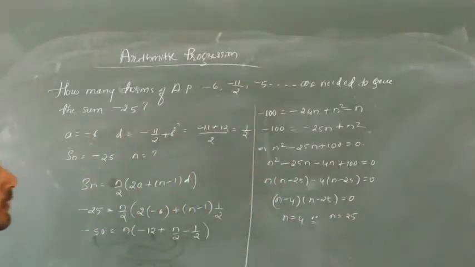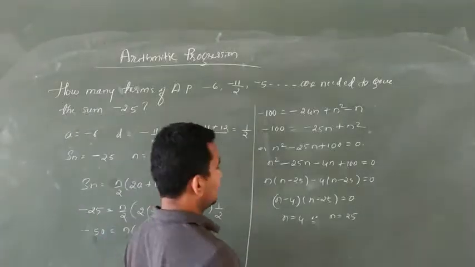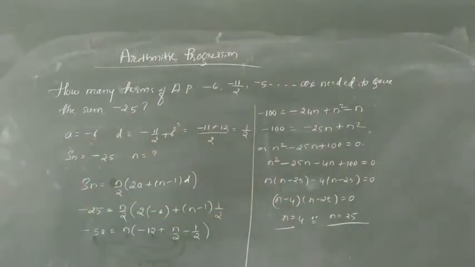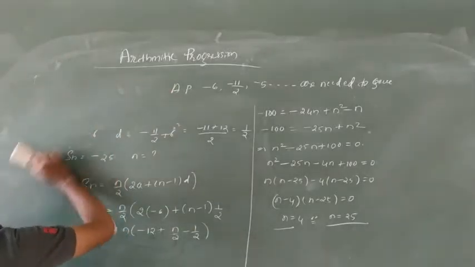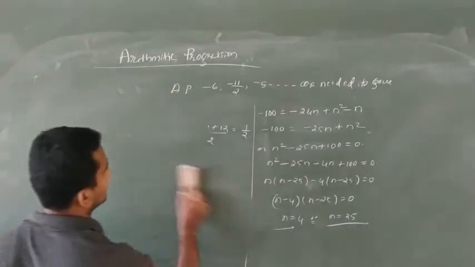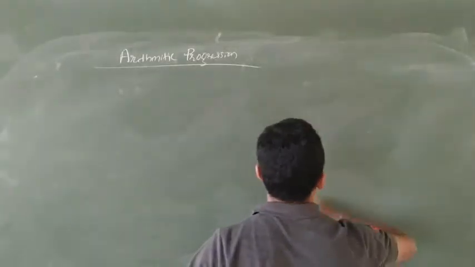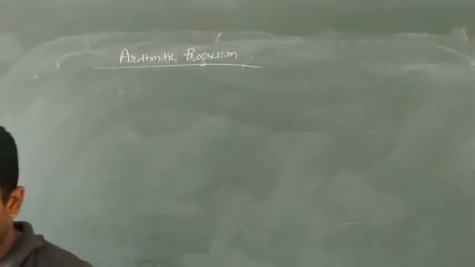So the number of elements needed to become minus 25 is n equal to 4 or n equal to 25. That is the answer. Okay. So now the next example.